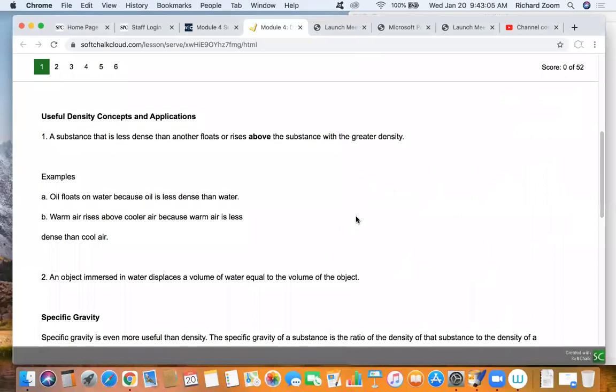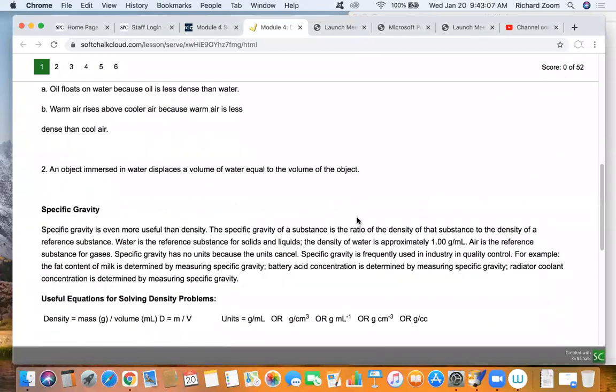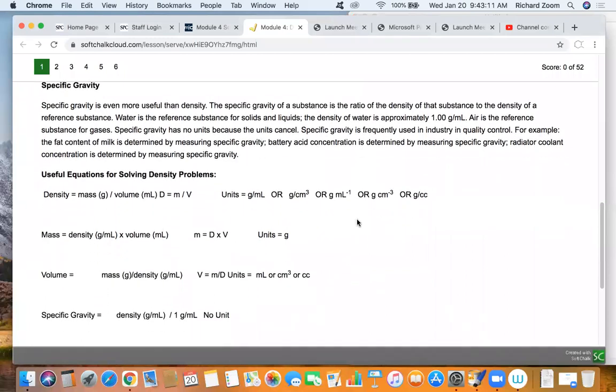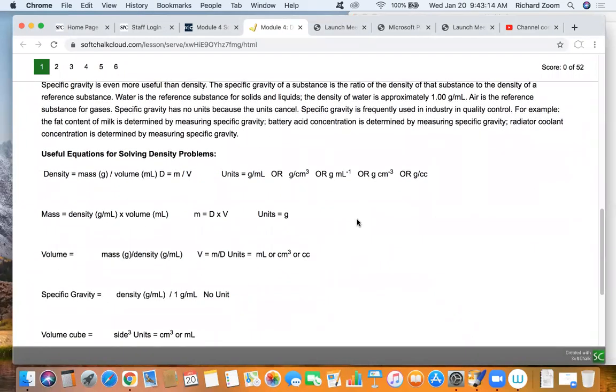We also talk about specific gravity, which is the density when compared to the density of water. And the unit for specific gravity is no unit. So it's basically density divided by 1 gram per mil, which would come out to the same number as density, just without a unit.